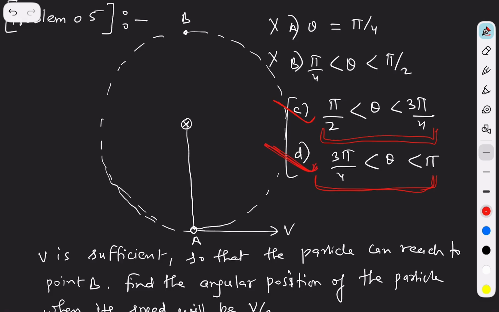So I hope you understood this problem also. It's a good problem. The right answer is this, not this. This is not the right answer, this is the right answer.